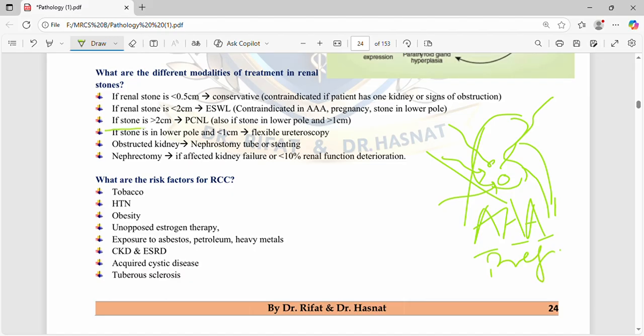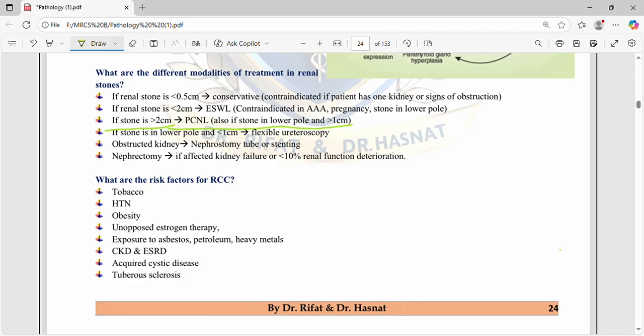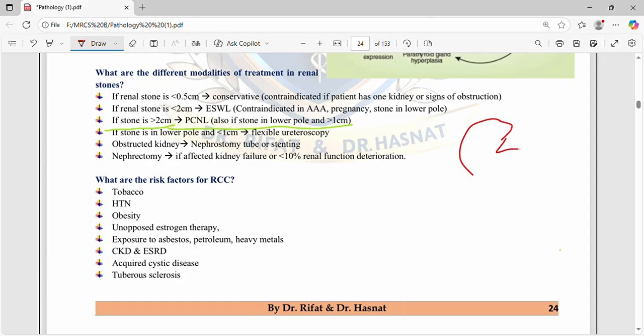If the stone is greater than 2 centimeter, for example greater than 20 mm, PCNL is done. PCNL is also done if the stone is in the lower pole and greater than 1 centimeter. Since we said that you cannot do extracorporeal shock wave lithotripsy for lower pole stones, what will you do? Then we have PCNL. In lower pole stones, we do PCNL.